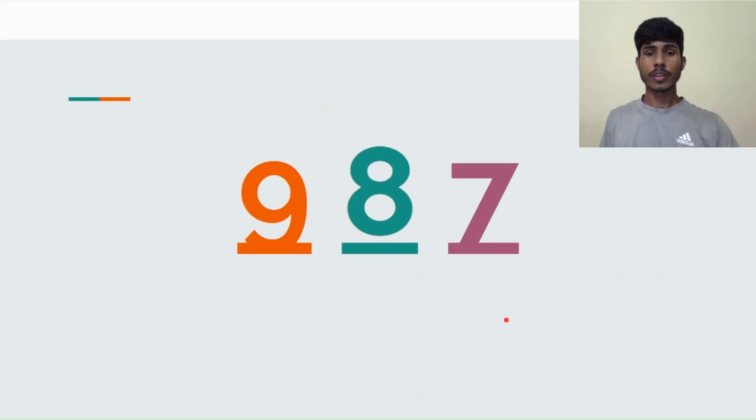And suppose you consider this number 987. Then the rightmost digit here is 7. The rightmost digit 7 is said to be in ones place, and the next digit towards left here is 8, and this 8 is said to be in tens place, and the next digit towards left is 9, and this 9 is said to be in hundreds place. Okay. See, it is very simple.